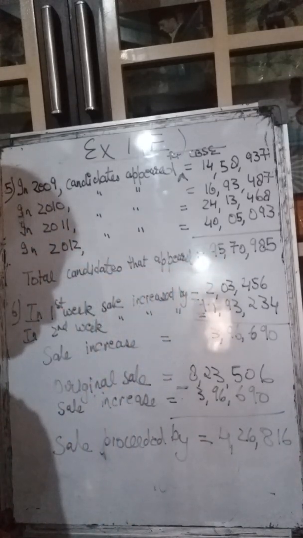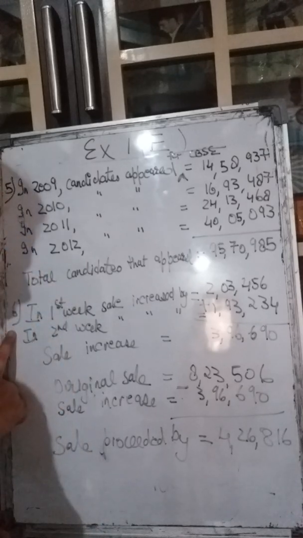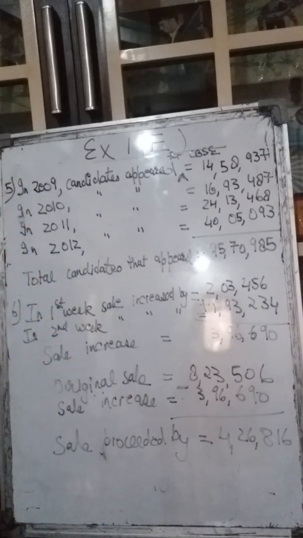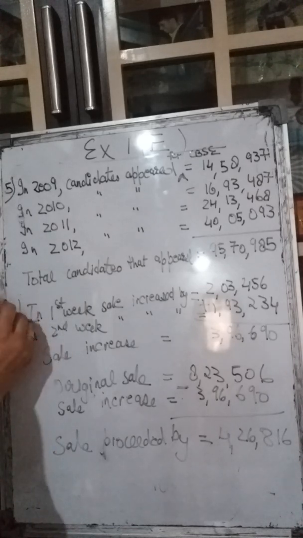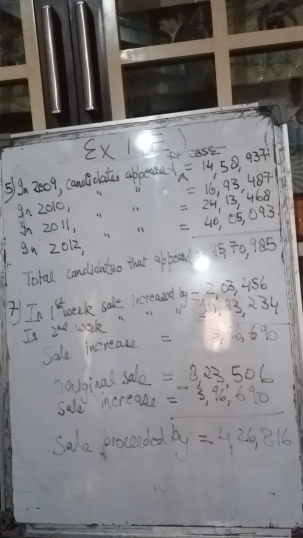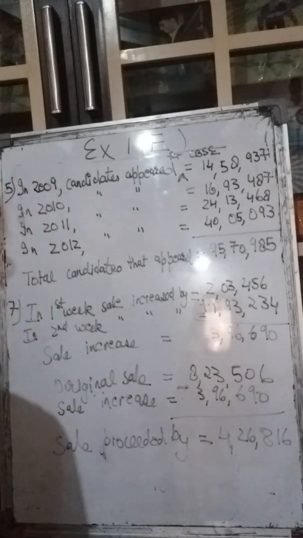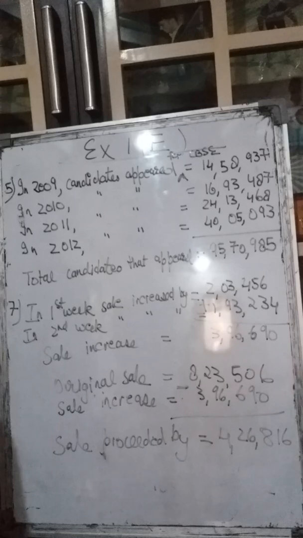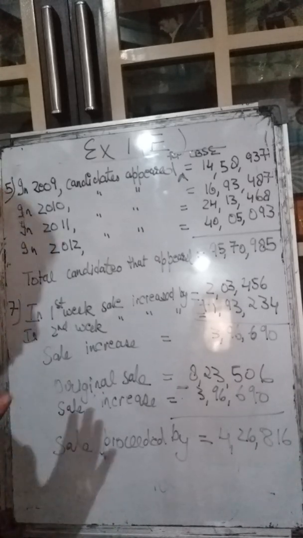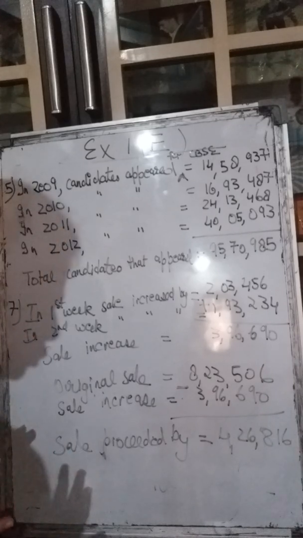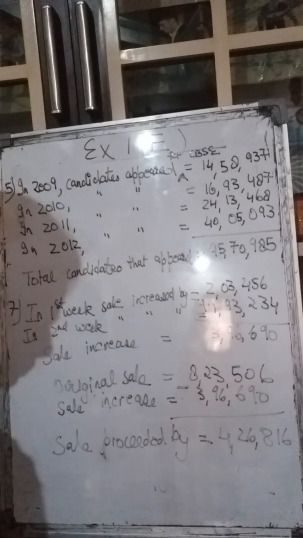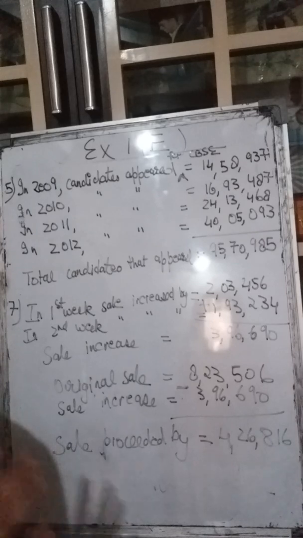Is that clear? Now we come to the sixth question. Now the sixth question, sorry, this is the seventh question. The sixth question, you will do on your own in your homework copy. Is that clear? Now we come to the seventh question. The seventh question says a garment factory sold goods worth 8,23,506 rupees. So there is a garment factory which sold goods worth this many rupees. Okay. In the month of March.